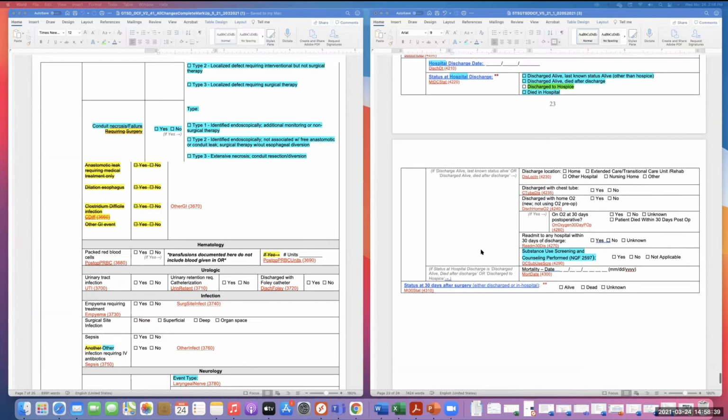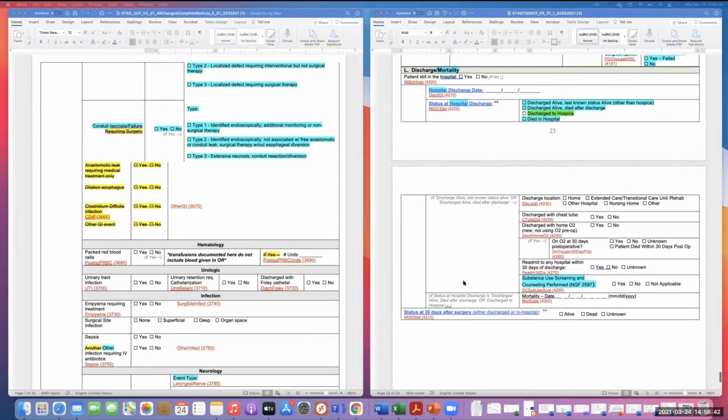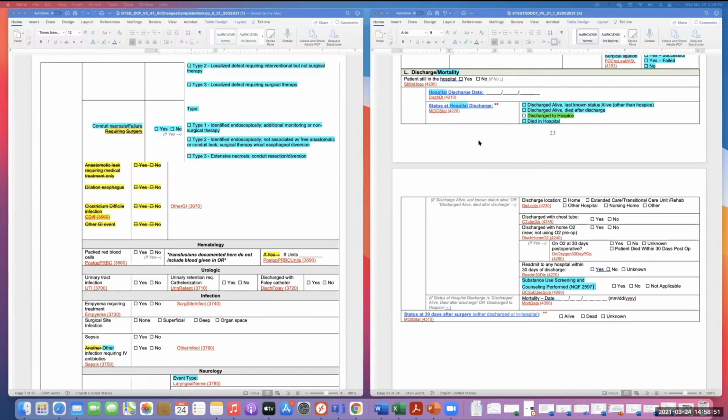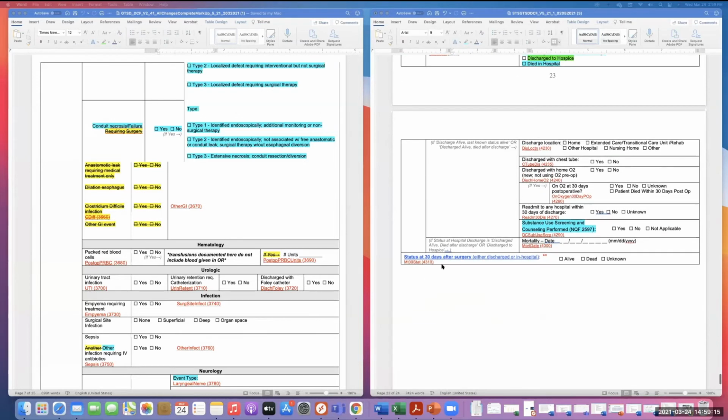For patients who were discharged to hospice and who are still in hospice and haven't expired or haven't passed, my suggestion for coding these is to still mark this patient still in hospital until you have a mortality date. That way it will not mess up your harvest when you go to submit those. Otherwise you'll be missing mortality dates, and it can cause you to have a missingness that isn't allowed. And then the final question is the status at 30 days after surgery, either discharged or in hospital. What was their status at 30 days?